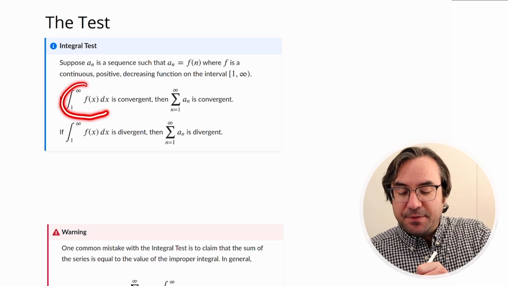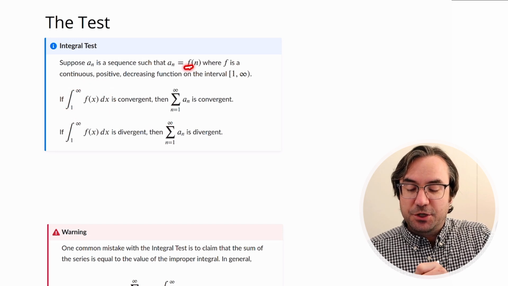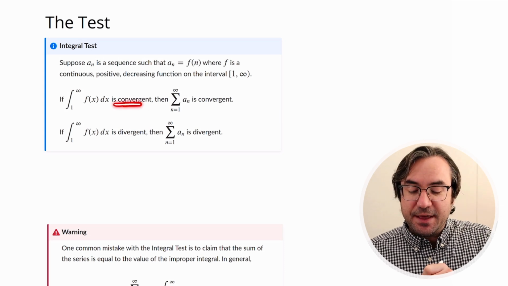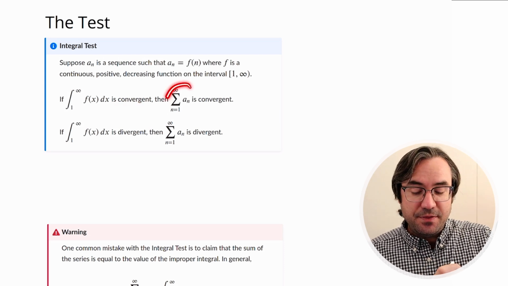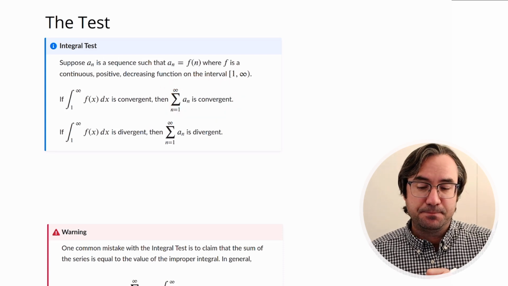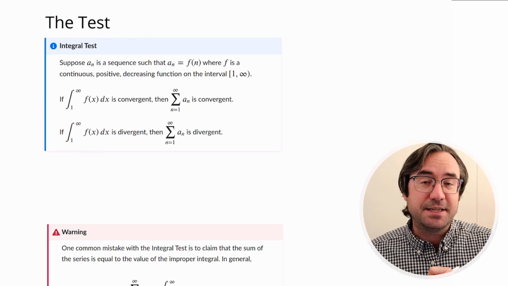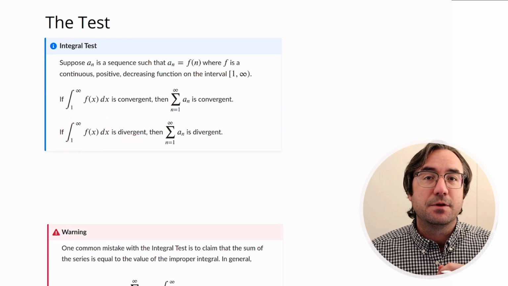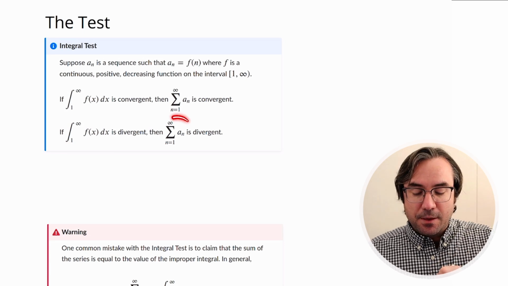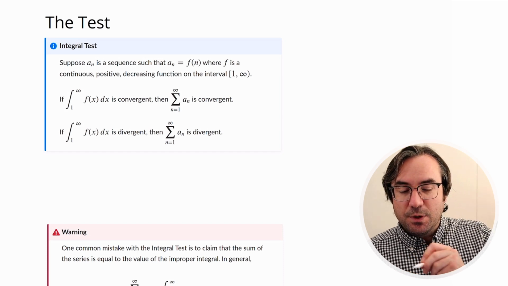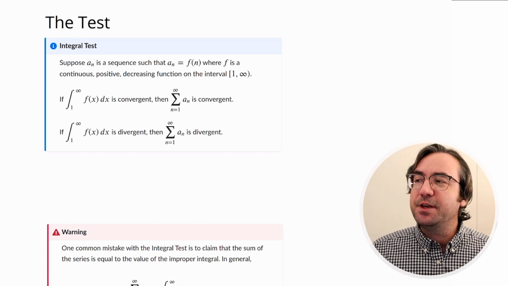All right, so what does this test say? Well, if we calculate the improper integral of that function, and we get a value, it's convergent, then the series itself is convergent. And if we calculate that improper integral and we get that it's divergent, so the limit doesn't exist, well then the series is divergent as well. So when we employ this test, there's a few things we have to do.